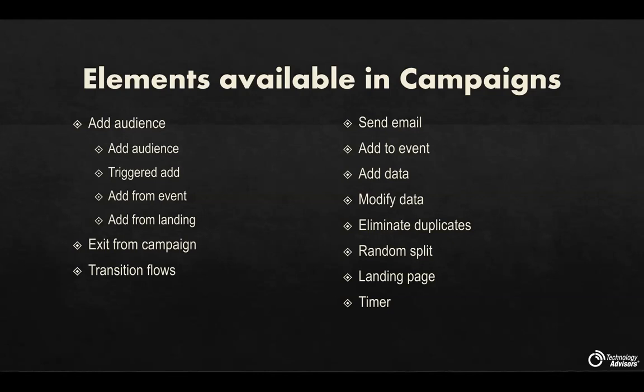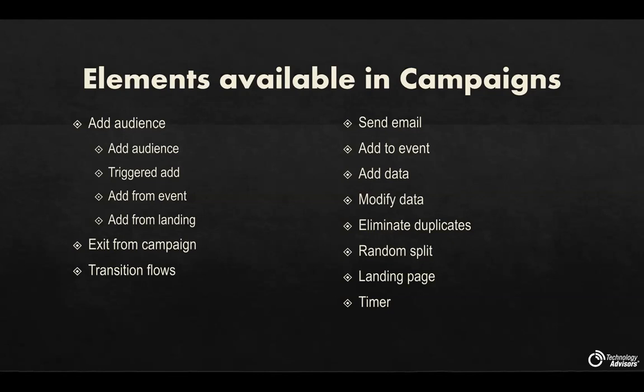Eliminating duplicates is one of the new elements, and this works well if you've got multiple add events in your campaign where you don't want someone to be duplicated and going through the campaign more than once. So you can add an eliminate duplicates element and define what your criteria is. Usually that's probably going to be email address for matching people up. And if the same email address is in your campaign already, then it'll stop them there and not send them forward to the next step.